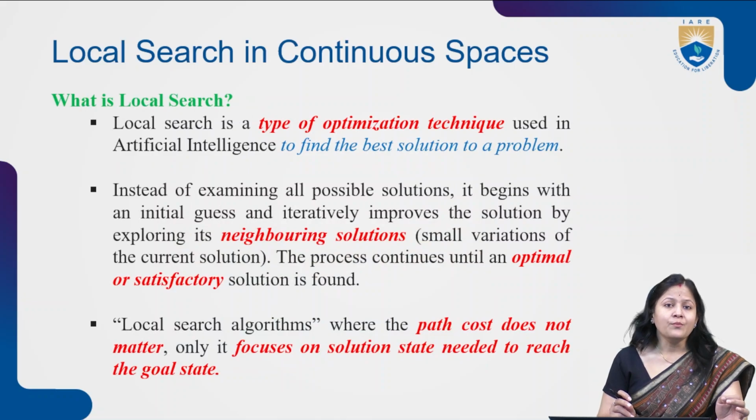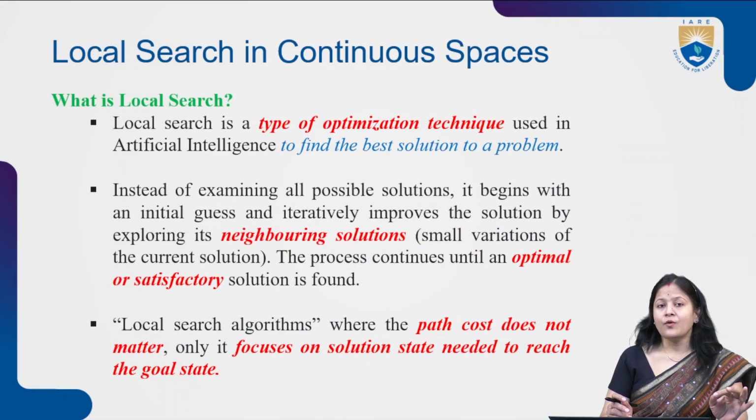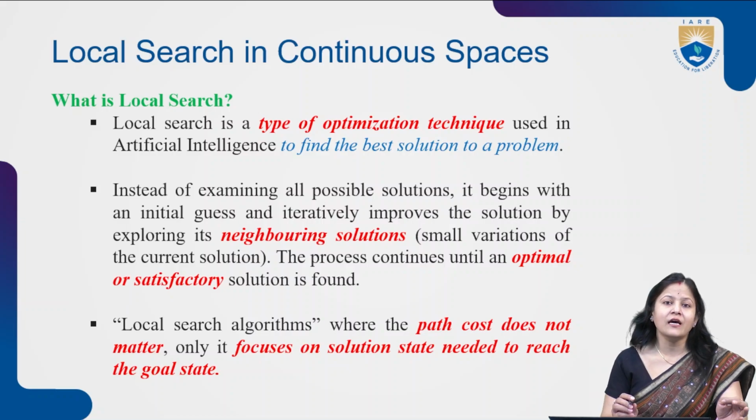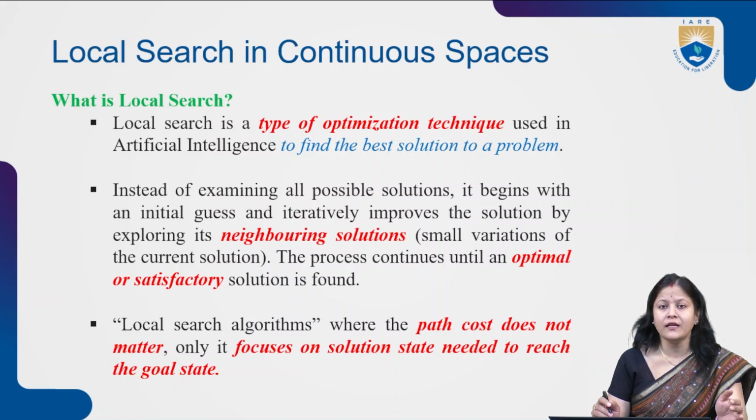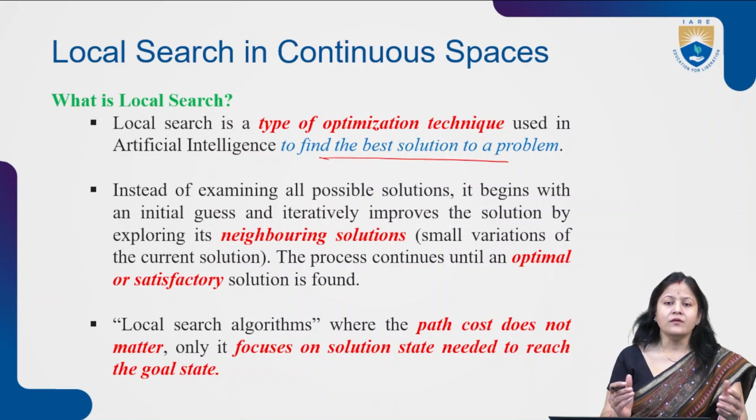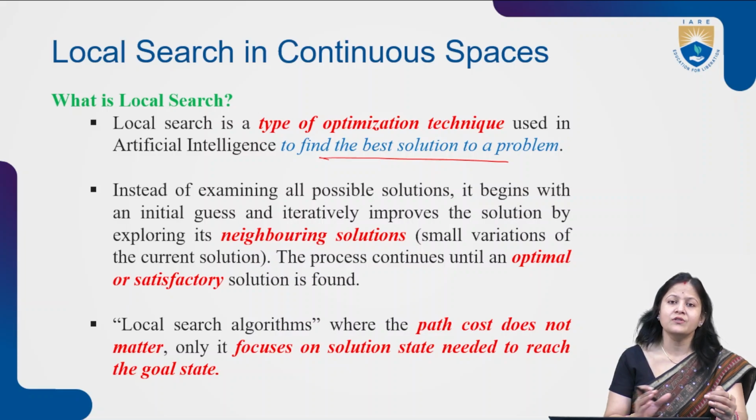Now let me discuss what is the meaning of local search. This is the main topic of this particular video. Local search is a type of optimization technique which is used in artificial intelligence to find the best solution to a problem. Suppose we solve one mathematical problem. The same problem we can solve in different ways, say 10 ways or 5 ways, but which solution is the optimal one? How can we recognize which gives the correct answer with a limited amount of time or a limited number of steps? That is called the optimal solution.